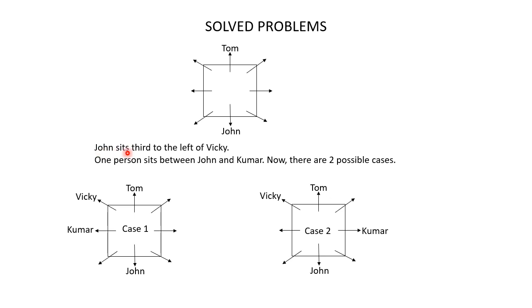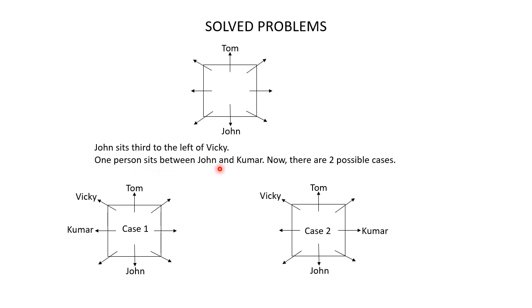It's given John sits third to the left of Vicky. Now John can sit third to the left of Vicky only if Vicky sits here. If Vicky sits here, John will be third to the right of Vicky. So this is the position for Vicky. Mark Vicky here. Now John will be sitting third to the left of Vicky.